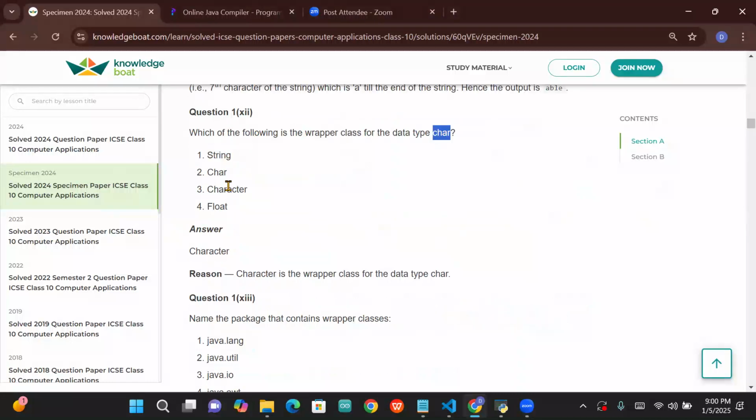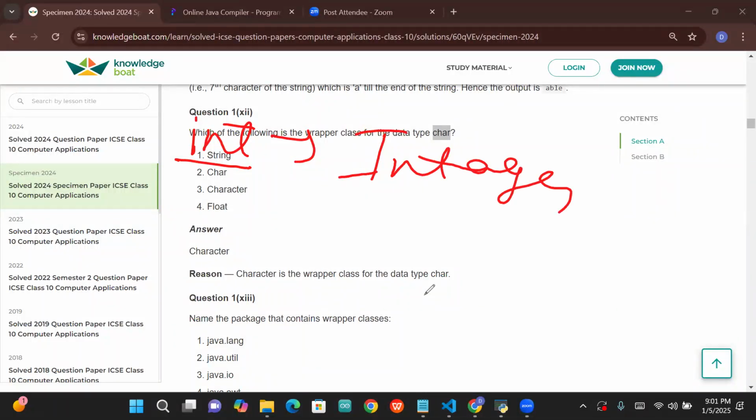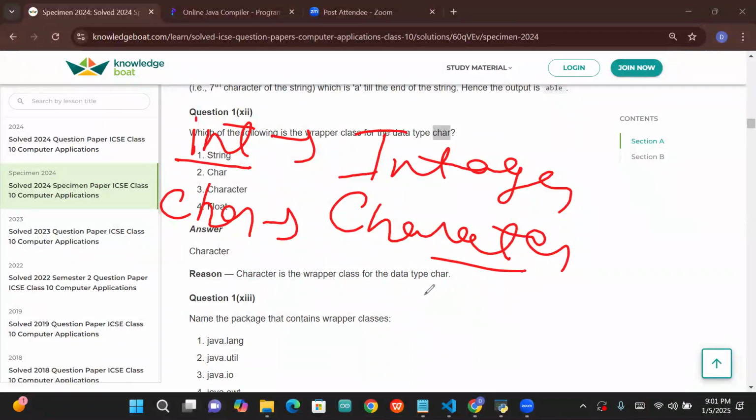The data type char has the complete word Character as its wrapper class. Generally, if they ask you the wrapper class of any data type, it is the full name of that particular type. Wrapper class is a big topic. It will take 20 to 30 minutes to explain the whole concept of the wrapper, so here I am explaining in short. The wrapper class of int will be Integer. In the same way, if they ask you the wrapper class of char, it will be Character. So this is the wrapper class of this. Right? So here they are asking the wrapper class of char, and the answer will be Character.